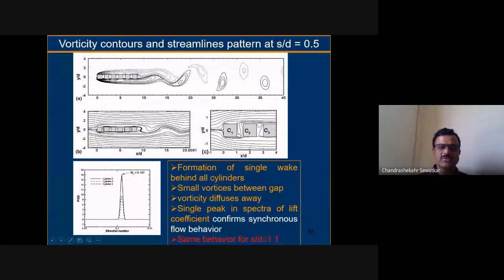Here is a power spectra which shows only one peak. Power spectra for three different cylinders is shown: 3, 2, 3rd, and 4th. Formation of a single wake behind all the cylinders. Small vortices between the gaps are seen here, but those vortices are just within the gap and are not being shared in the main flow. So that actually leads to a synchronous nature of the forces which are experienced by the bodies. A single peak in the spectra of lift coefficient confirms synchronous behavior. The same behavior we have also observed for S by D up to 1.1.